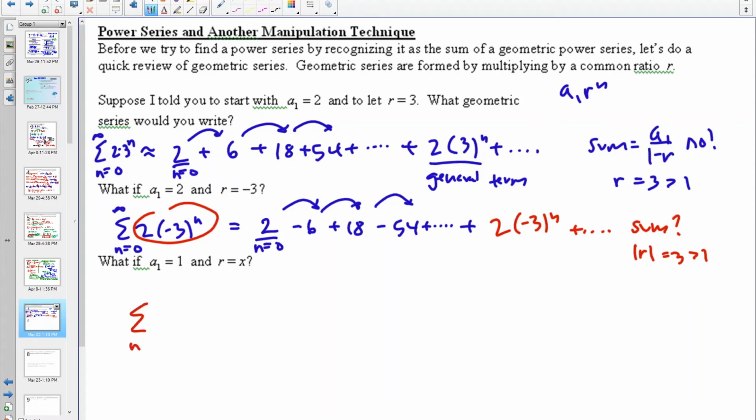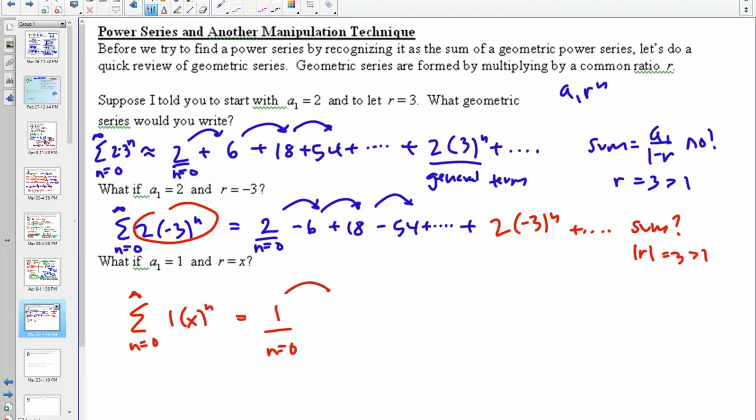The expression for that would be the sum from n equals 0 to infinity of a1, which is 1, times x raised to the n. I can just plug numbers in here. I know my first term is 1, and I can check that out. Plug in n equals 0. Do I really get 1 for the first term?